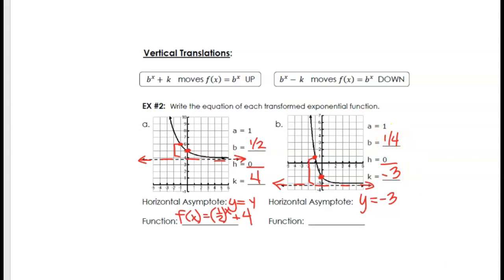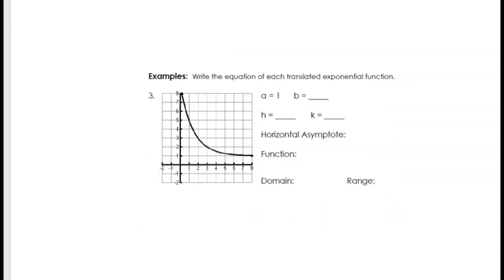Yes, sir. Is the horizontal asymptote on letter A, is that a 4? Yes, this is a 4. Sorry. All right, so the function for part B, f of x equals a base of 1/4 to the power of x, and then -3 is my constant. This is good?